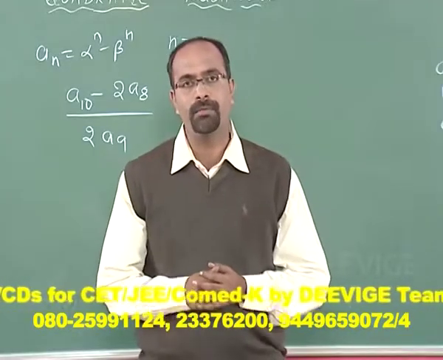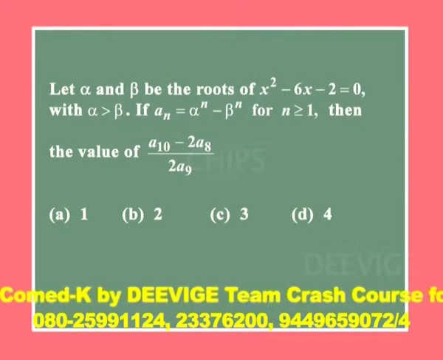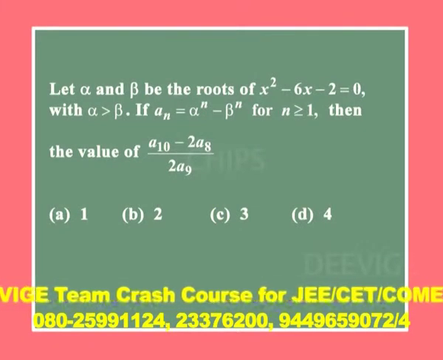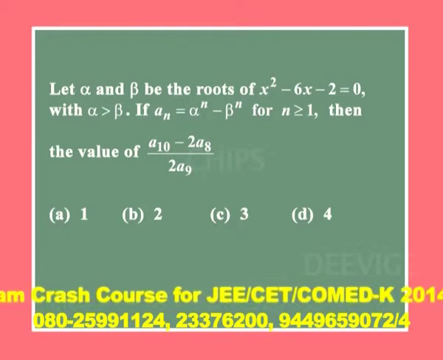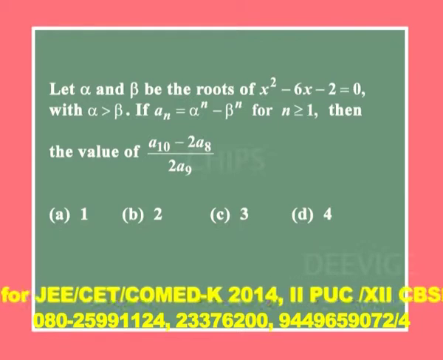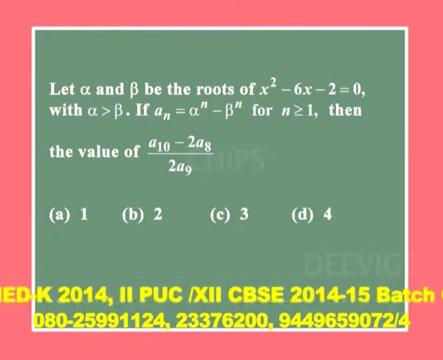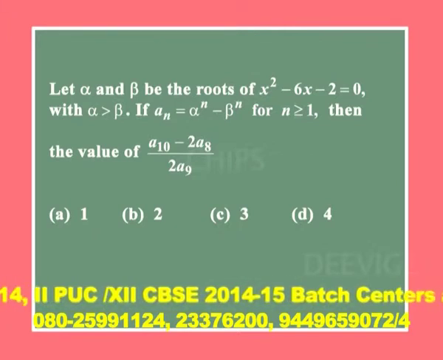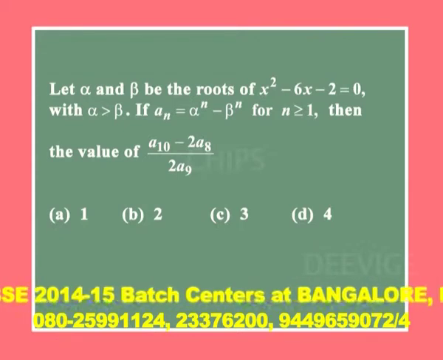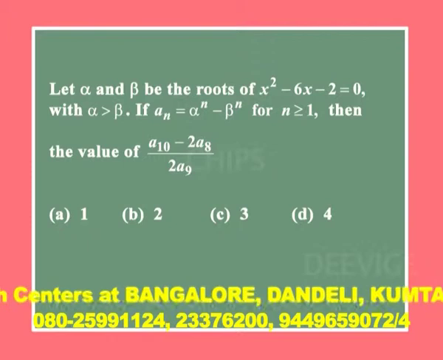Let us take up a problem from IIT JEE 2011. The problem is like this. If alpha and beta be the roots of x square minus 6x minus 2 is equal to 0, for all alpha greater than beta, if an is equal to alpha power n minus beta power n for all n greater than or equal to 1, then a10 minus 2 times a8 divided by 2 times a9 is option A 1, option B 2, option C 3 and option D 4.